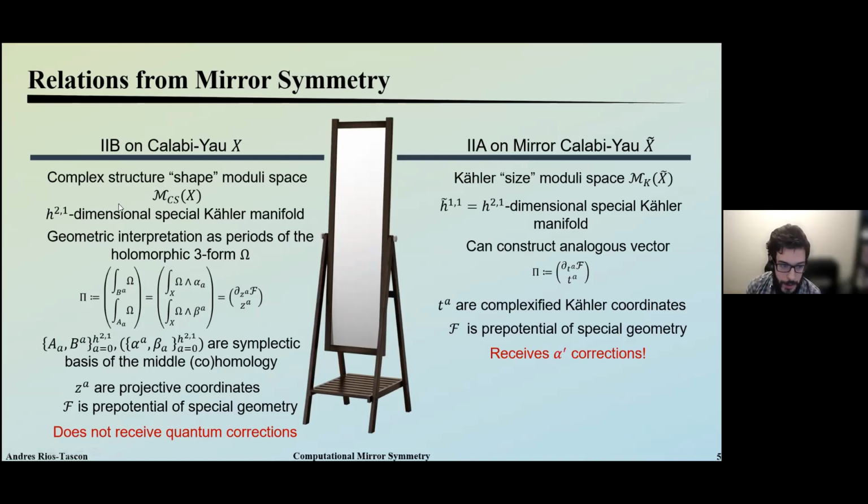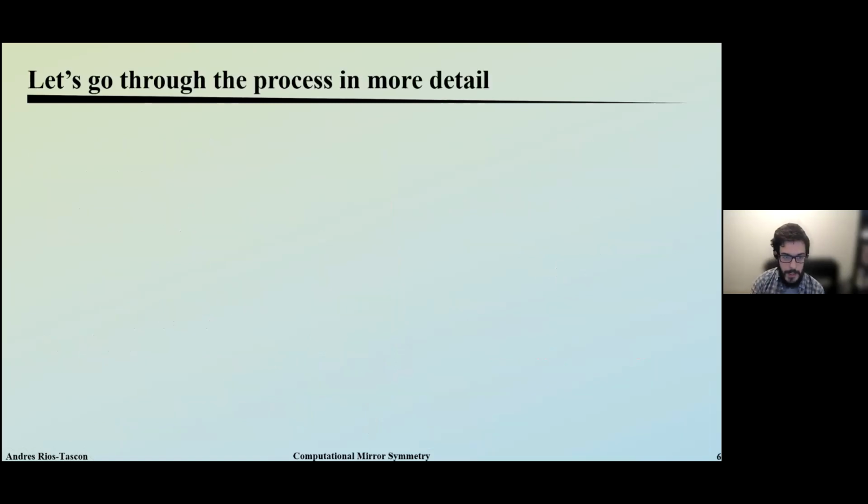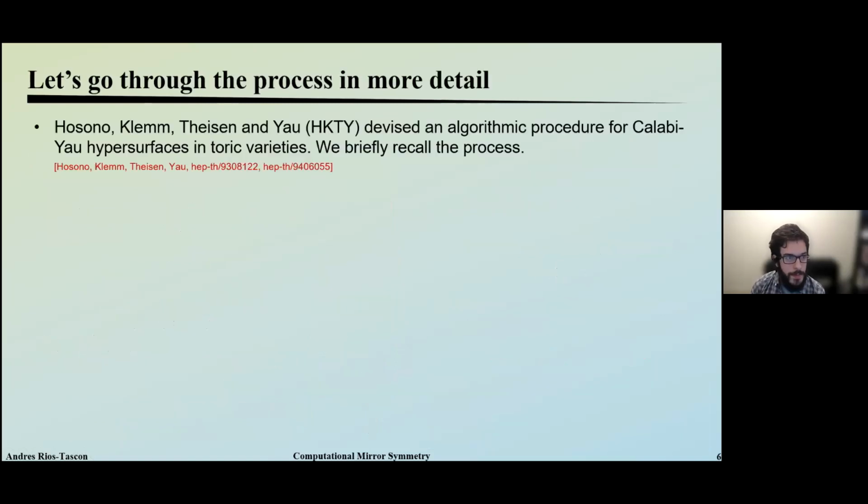So what we'll do is compute the period vector on this left side and match it with the period vector on the right. On the right side, we'll be doing all of this in the large complex structure or large volume regimes, and we'll learn about the quantum corrections on this right side. So let's go through this in a bit more detail.